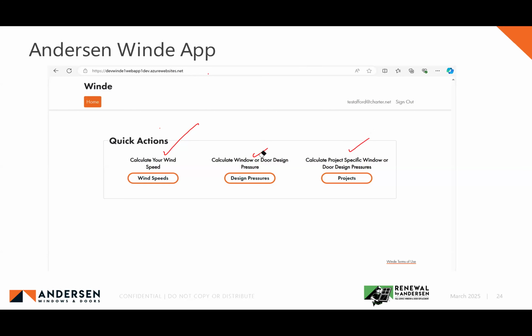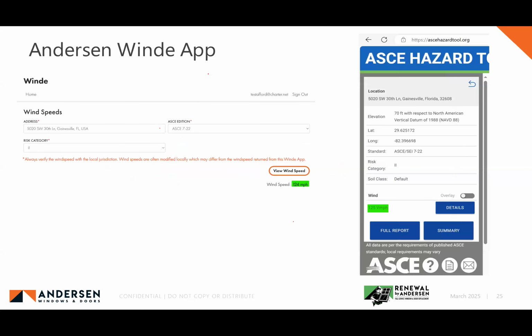Multiple units, and at the end you would click calculate, and then it gives you the required design wind pressures for all of the units that you inputted.